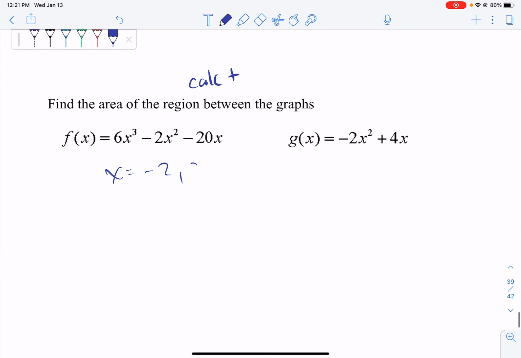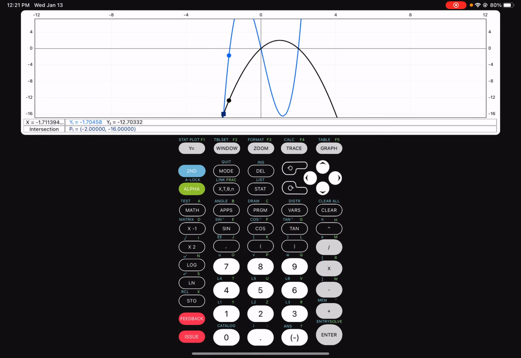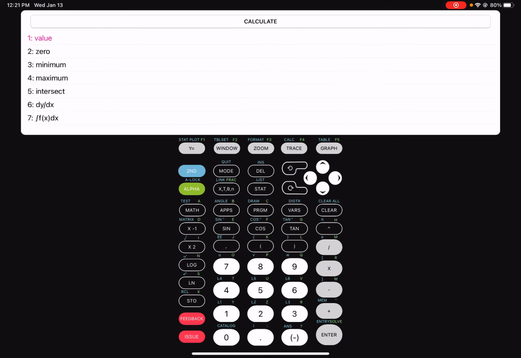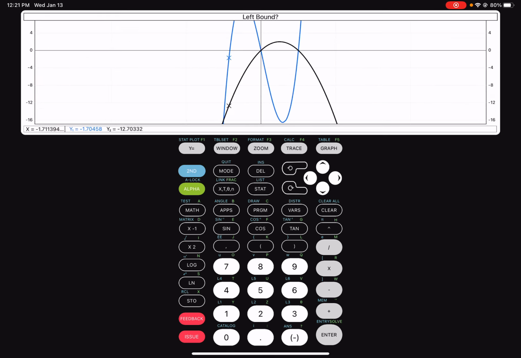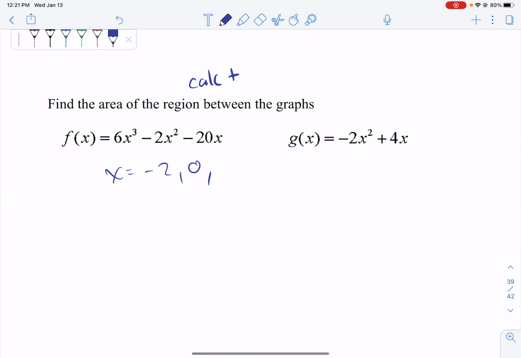The other one is 0. That one right there at the origin. I'm not even going to find that one. My other intersection is at the origin, and then I'm guessing that my last intersection is going to be at +2. So let's double check and make sure, and it is. It's at 1.9999999, so we can say that that's at +2. So those are my three intersections.